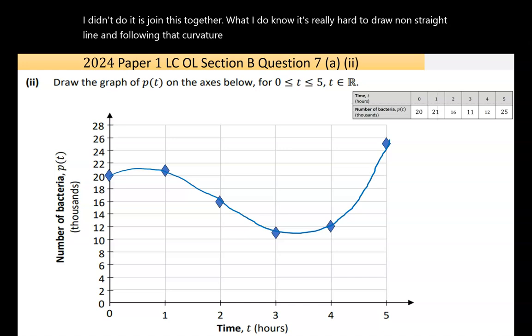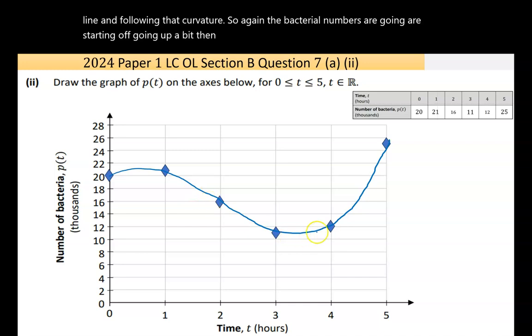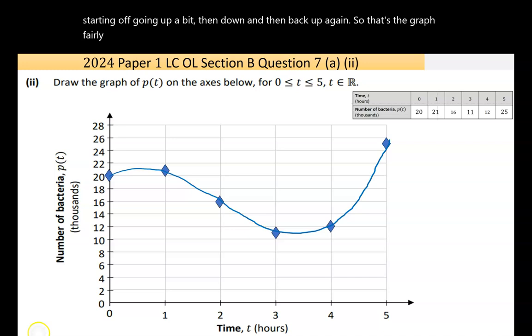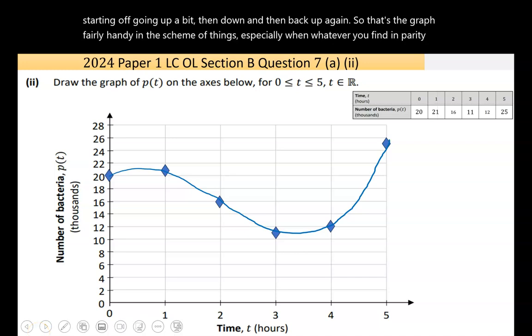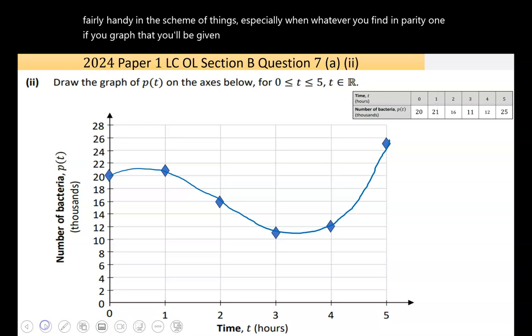So again, the bacterial numbers are starting off, going up a little bit, then down, and then back up again. So that's the graph, fairly handy in the scheme of things, especially when whatever you find in part A1, if you graph that, you'll be given full marks.